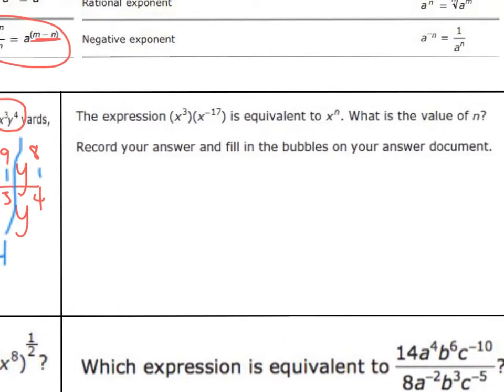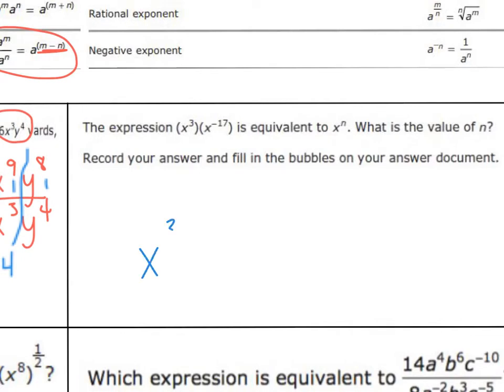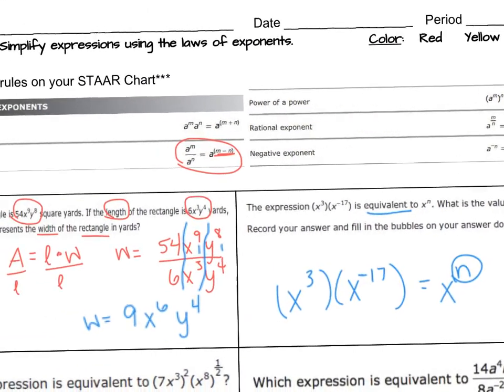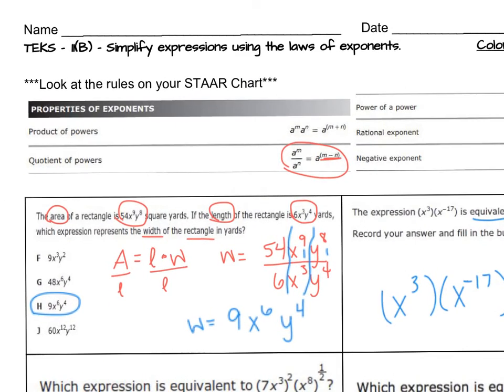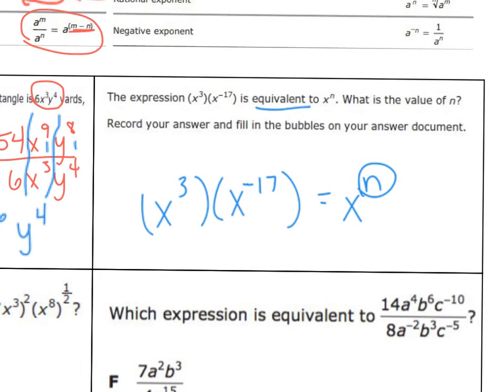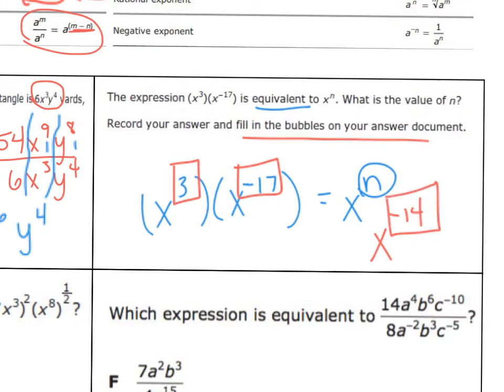For the next one, it says the expression x to the 3rd times x to the negative 17th is equal to x to the n power. What is the value of n? So if we look at the rule that matches this, it would be the first rule, the product of powers, which says that whenever you multiply the same base by each other, you add their exponents. So if we go back to this problem, we will add these exponents together, which will give us x to the negative 14th, and the answer that you would bubble in on the answer document is just negative 14.